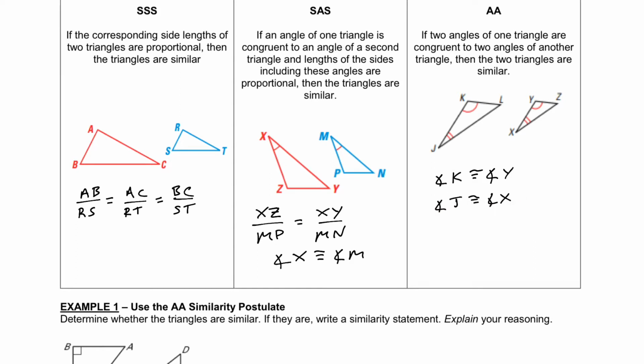And we would know that since the three angles inside the triangle add up to 180 degrees, these third angles would have to be congruent anyway. So all we need is two pairs of congruent angles to prove that those two triangles are similar by angle-angle similarity.